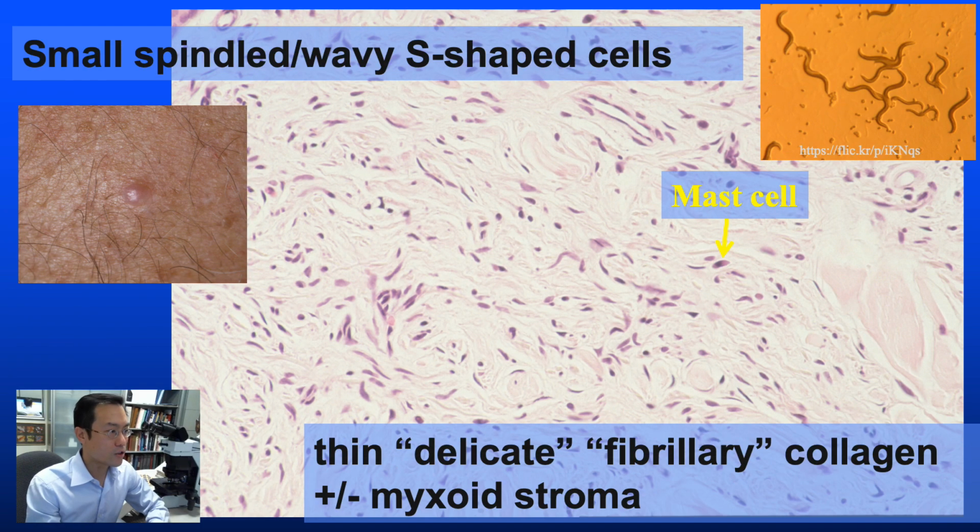At higher magnification within the same lesion, we can again see scattered mast cells and the typical profile of the spindle cells, wavy and S-shaped with tapered ends, kind of like the nematode, C. elegans.